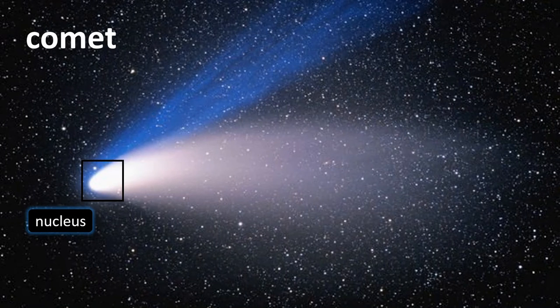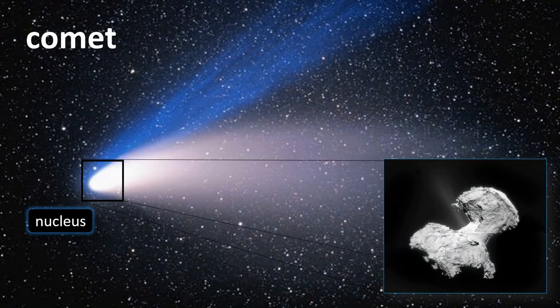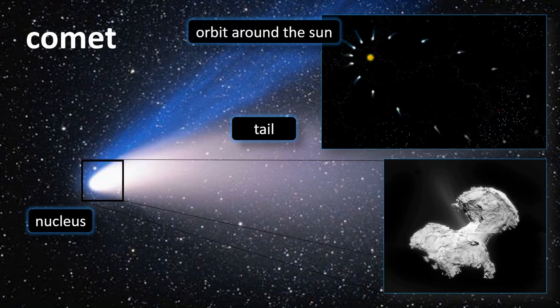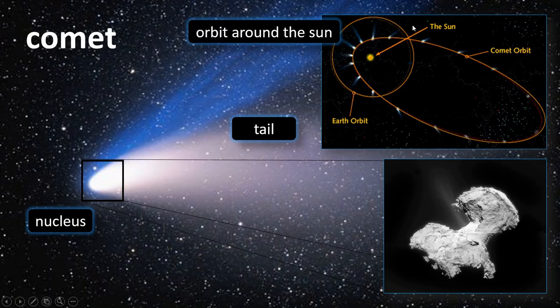Something else that we have in the solar system, which we can see in this picture here, is a comet. So we have the nucleus of the comet here, which is made mostly of ice and rocks, and then we have the tail, which is this area here. As the comet gets closer to the Sun, the tail will become longer and longer as ice starts to melt from the nucleus. So here we can see the Sun.